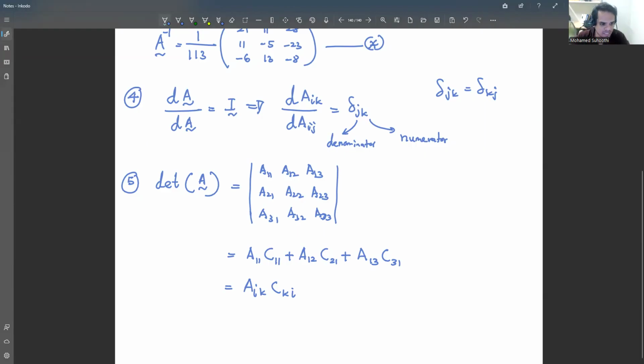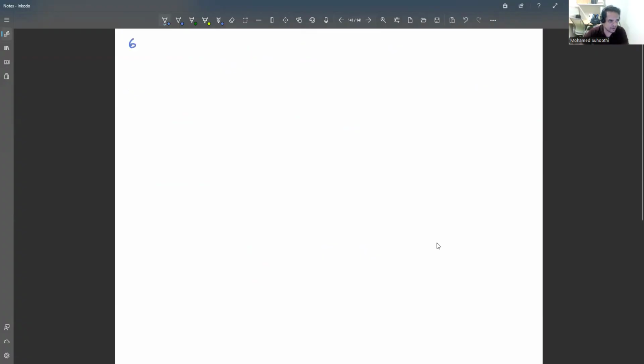Okay, so this is the determinant of the matrix, right? Now I am going to the sixth one, the last part we are going to discuss in this video. Here, in continuum mechanics, we need the following differentiation: the differentiation of determinant A with respect to the matrix.